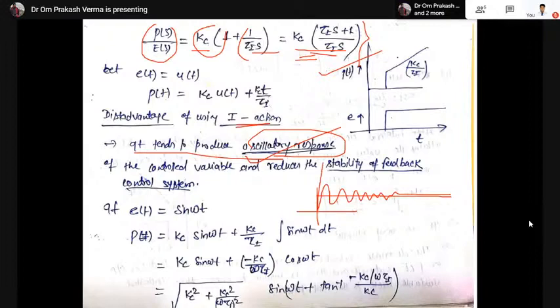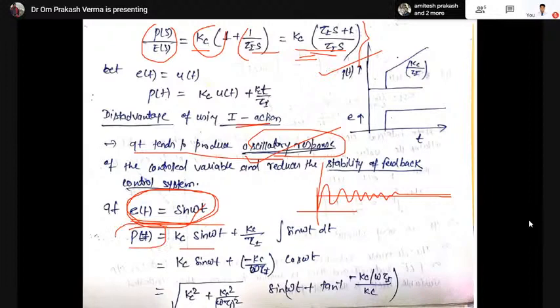So when you supply a sinusoidal input, it means we are not giving a step or something else. When you apply this type of input, we try to find the output of the response.